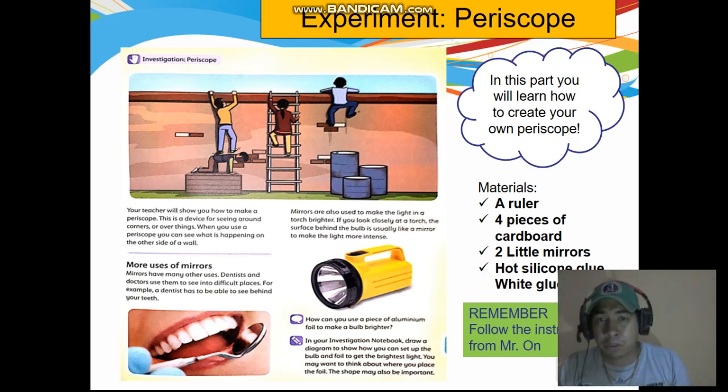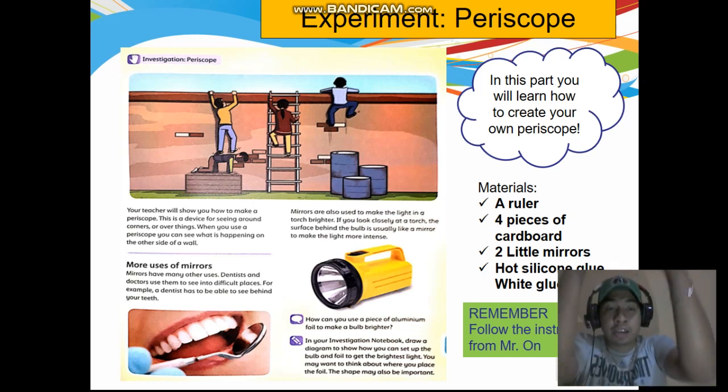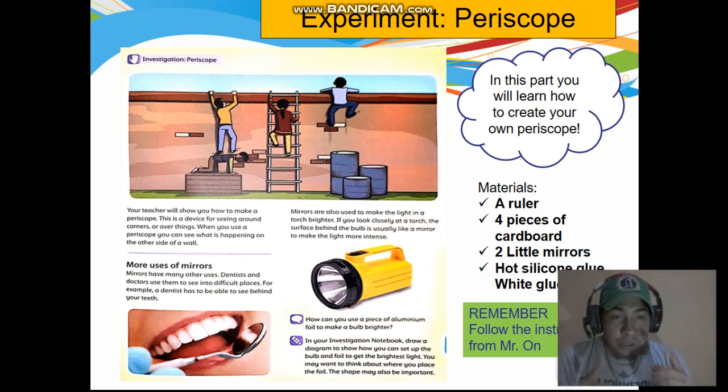Okay, do you see the picture? There are some kids in there trying to look at something, but some can, some cannot. So in this case, we're gonna try to use a periscope to look to the other side, okay, using mirrors. I'm gonna continue reading this part and I will tell you a little bit more about the periscopes later.